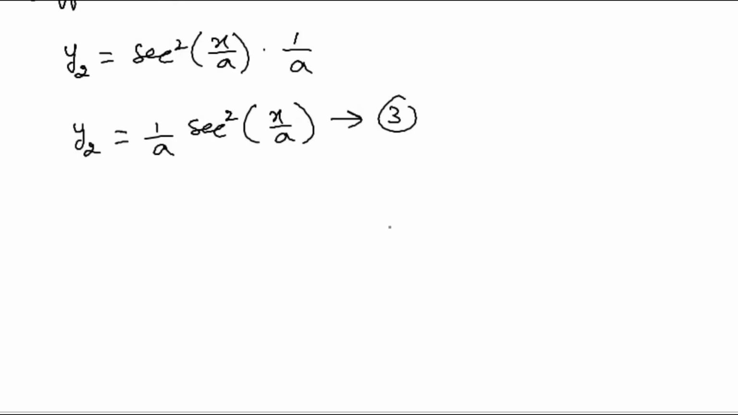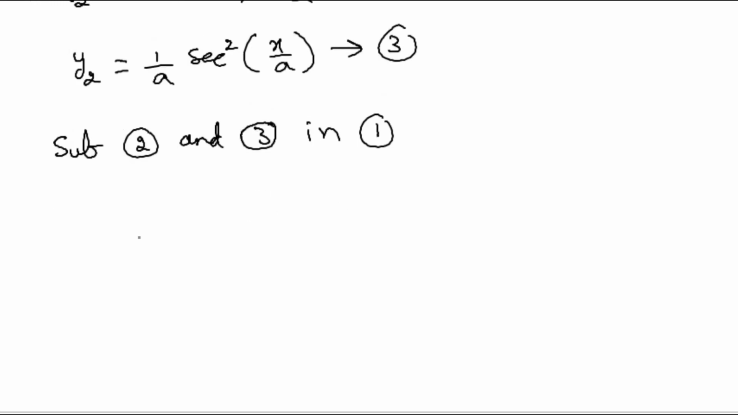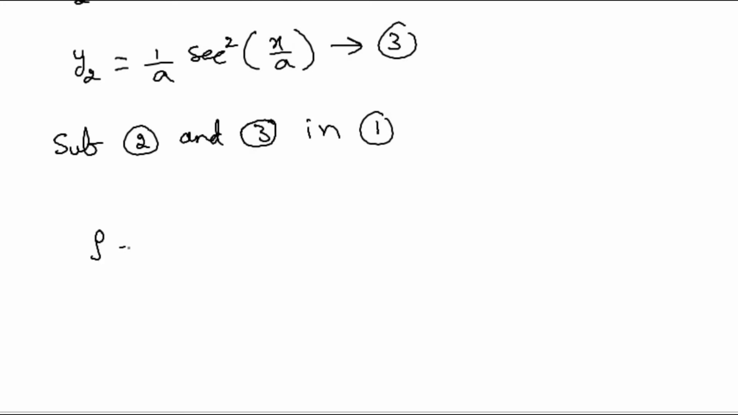Since you got the values of y1 and y2, you can just substitute in the radius of curvature. So substitute equation number 2 and equation number 3 in equation number 1. So we have the radius of curvature rho = 1 + y1 squared.